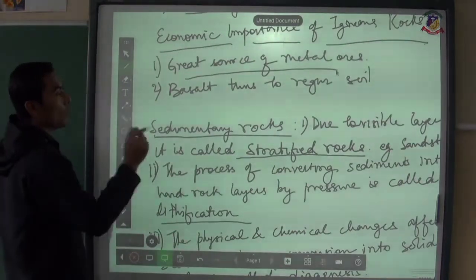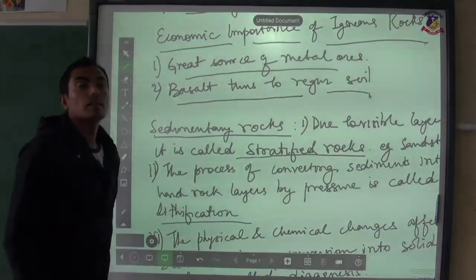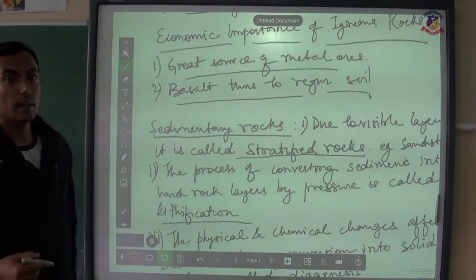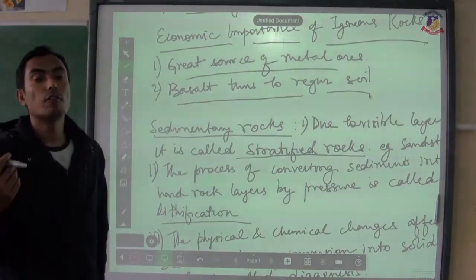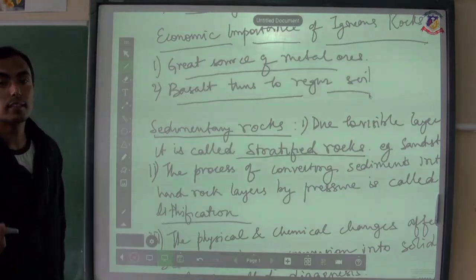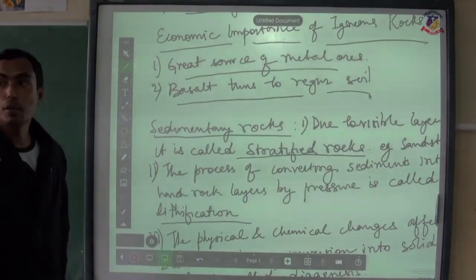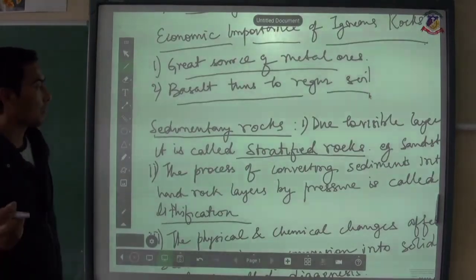Clear? And whenever the basalt or the lava disintegrates or starts weathering, it results in the formation of regur soil, and this regur soil is also referred to as black cotton soil because cotton is grown especially on the black soil.